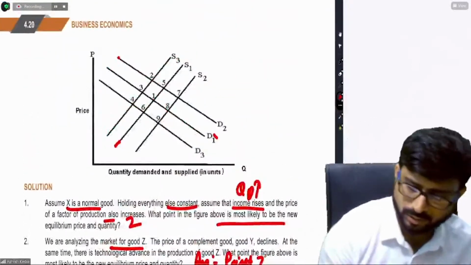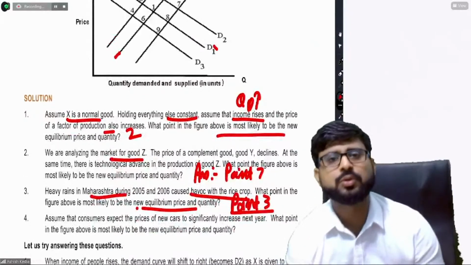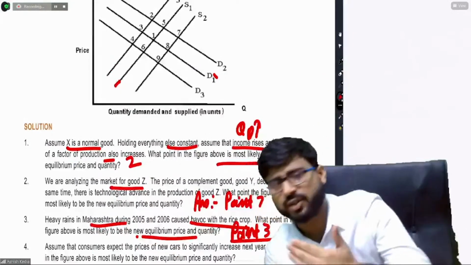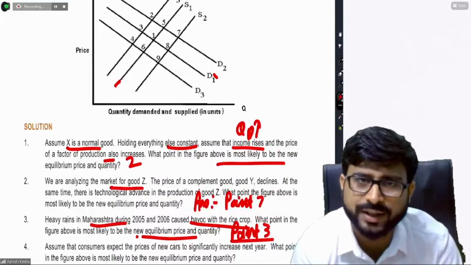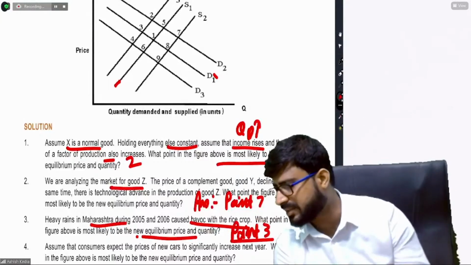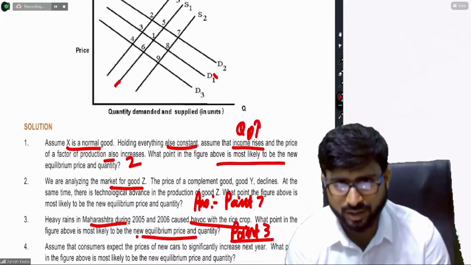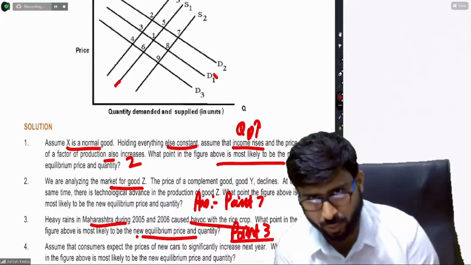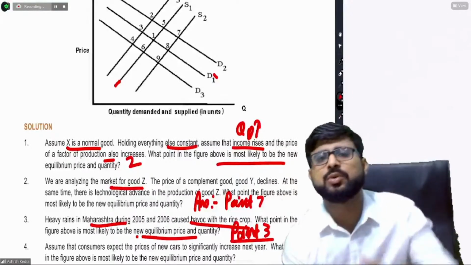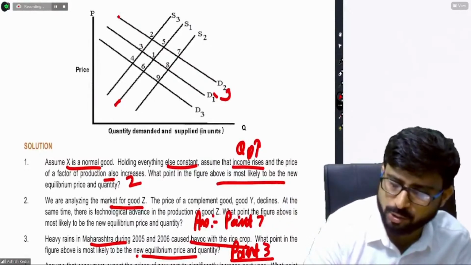Okay, now assume that consumers expect the price of new cars to significantly increase. So this year demand will rise. अगर आप एक्सपेक्ट कर रहे हो फ्यूचर में प्राइस बढ़ेगा, if you are expecting that in future the price will rise, then present demand will rise because consumers will prefer to buy it at a lower price than the higher price. यस और नो? कम ऑन. अरे if consumers come to know that future में this thing will get expensive, what will they do? They will buy it today. So demand will increase from D1 to D2.